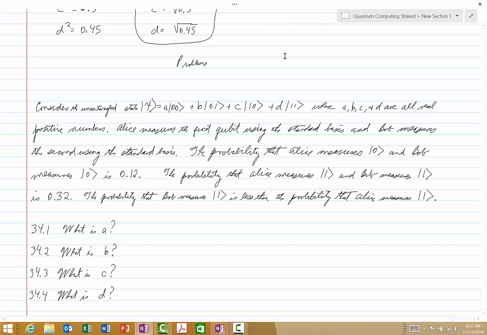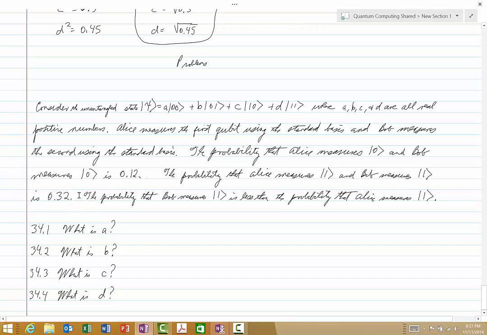So anyway, the problem says the following. We have an unentangled state, C, which is equal to A00 plus B01 plus C10 plus D11, where, as usual, A, B, C, and D are real positive numbers, and Alice measures the first qubit using the standard basis, and Bob measures the second using the standard basis. Now, what you're given this time is the probability that Alice measures 0 and Bob measures 0 is 0.12. The probability that Alice measures 1 and Bob measures 1 is 0.32.